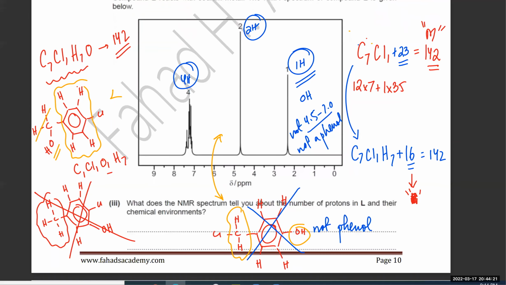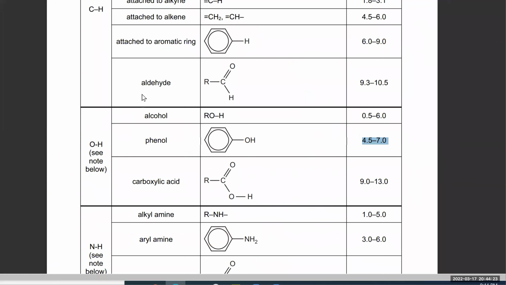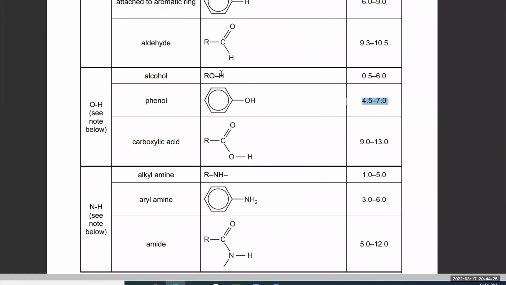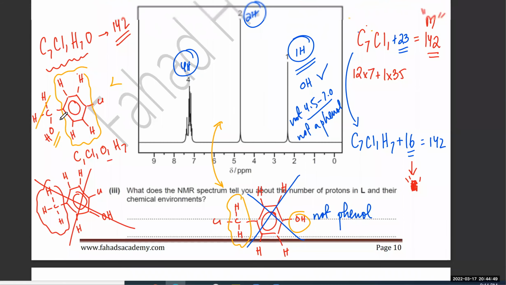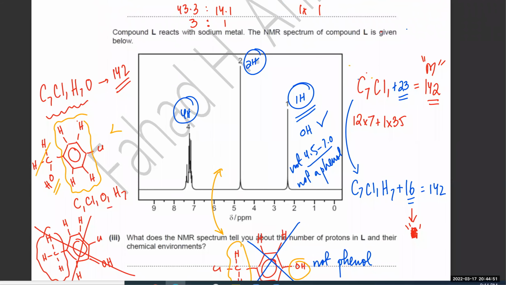Yes, sir. But it can be an alcohol, because the alcohol peak, where's the alcohol? The OH peak, this one, it's at 0.5 to 6. So it does fit that range. It can be 0.5 to 6. So this one can be alcohol. That makes sense, but it can definitely not be a phenol. So which is why I've eliminated this one. So this is the correct option, this one over here. Is that clear? Yes, sir. So Munir, is this clear?